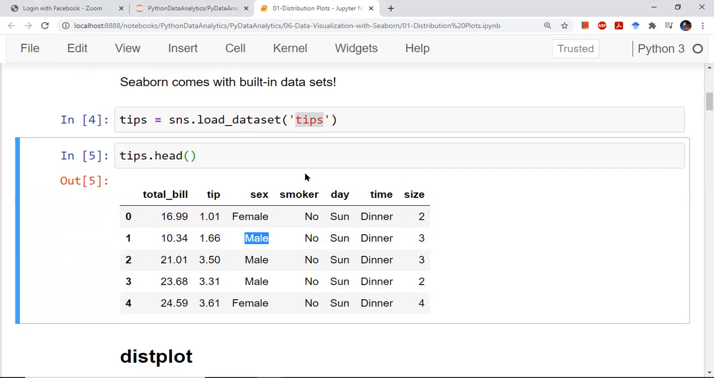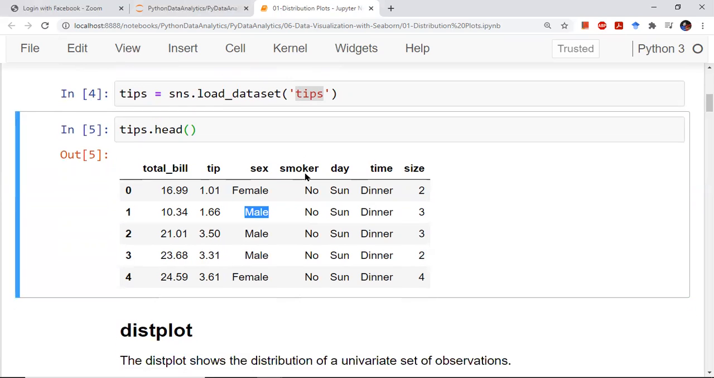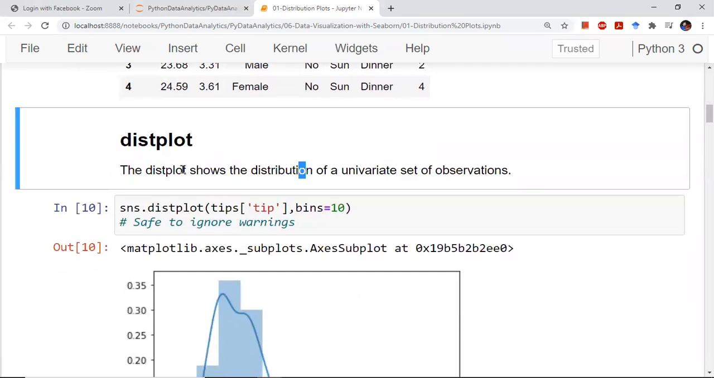Now we will look at how we can use Seaborn, which is a very fascinating and very popular data visualization library in Python, which allows you to make colorful and very meaningful graphs and plots with just one line of code. So let's look at dist plot.